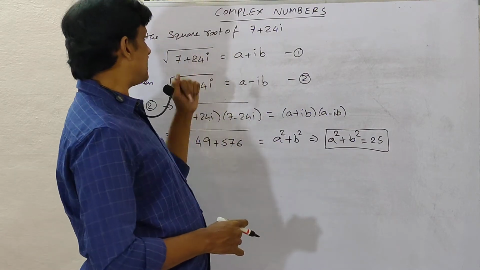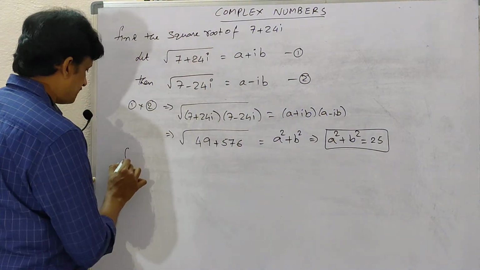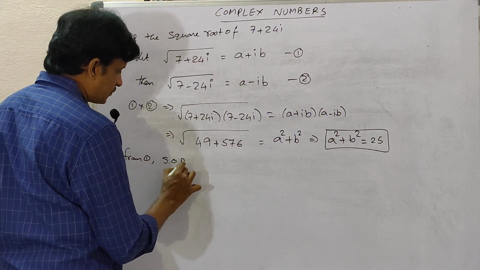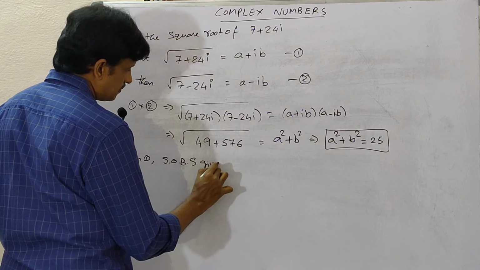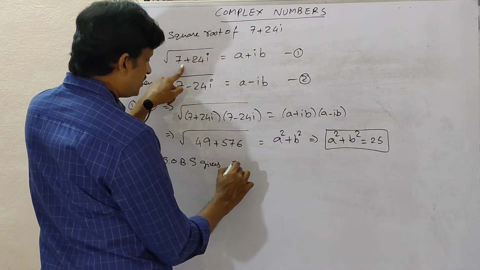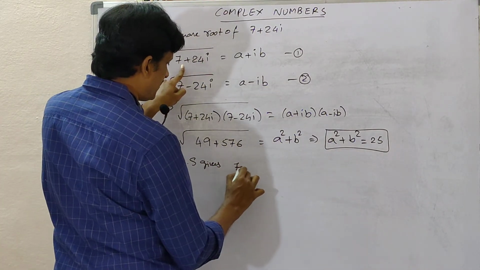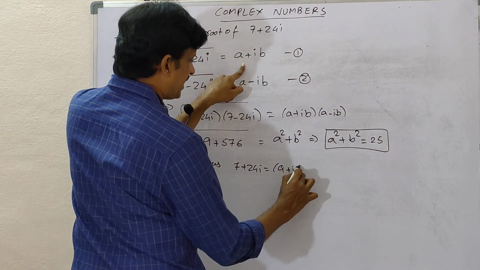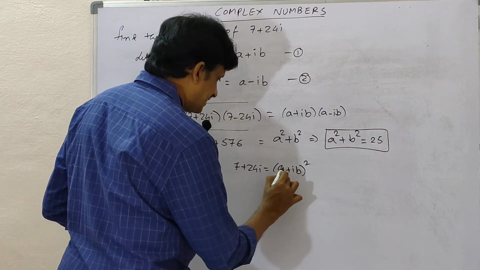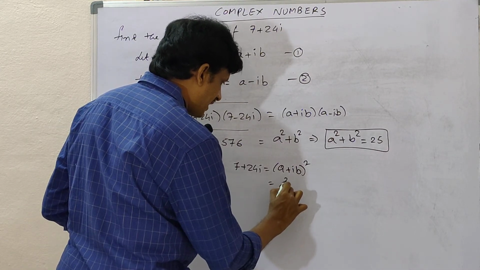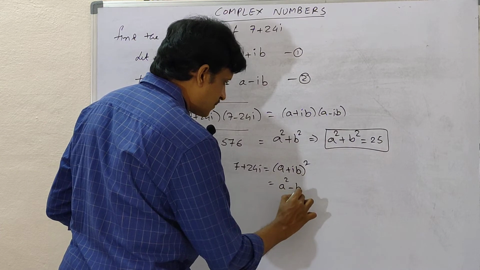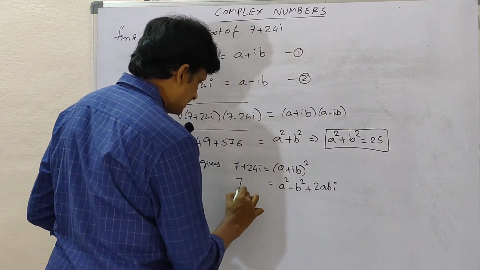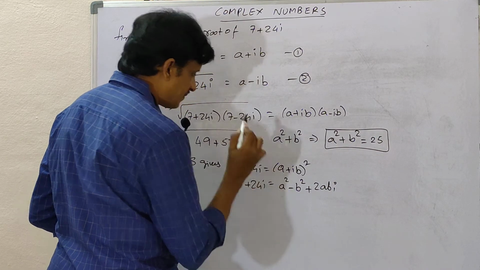Now observe the first equation. From 1, squaring on both sides gives square root of 7 plus 24i whole square, which will be 7 plus 24i, is equal to a plus ib whole square. Now write this expansion. This is a square plus i square b square, which gives minus b square, plus 2abi. This is equal to 7 plus 24i.